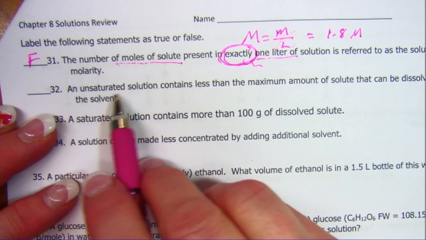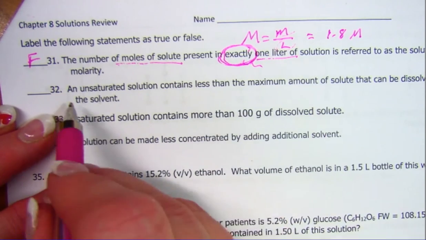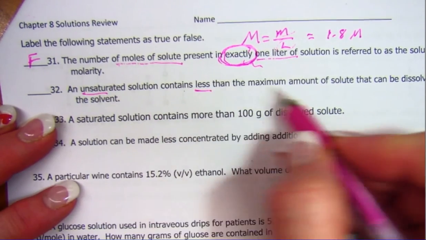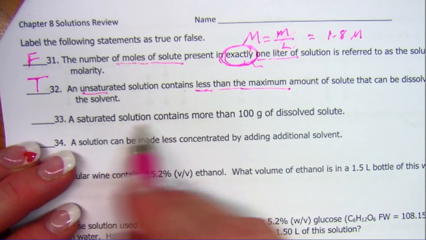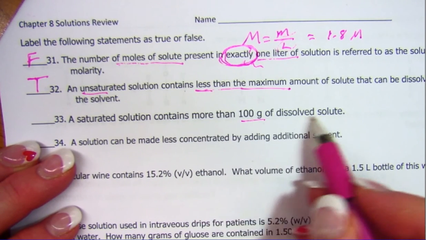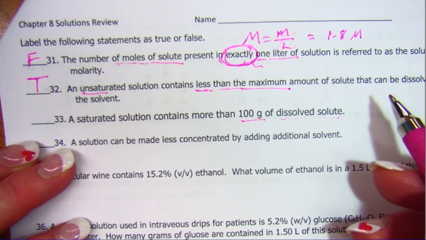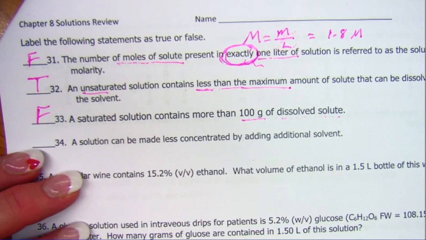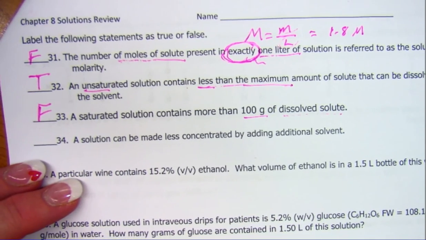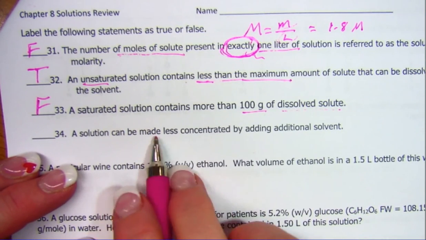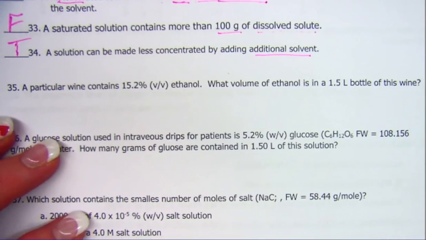An unsaturated solution contains less than the maximum amount of solute. Unsaturated, less than the maximum solute that can be dissolved. That is true. A saturated solution contains more than 100 grams of dissolved solid. Does that say anything about how much is dissolved in whatever? No. So this is false. Sorry, I'm going to take a drink. Too much talking. Okay, a solution can be made less concentrated by adding solvent. That's also true.